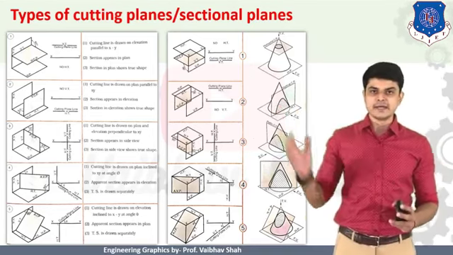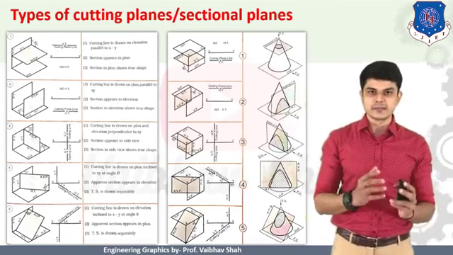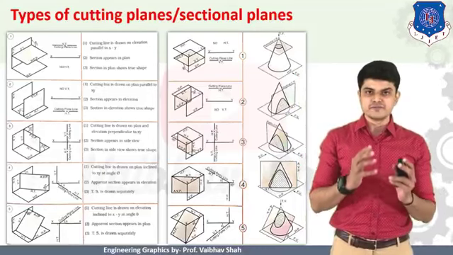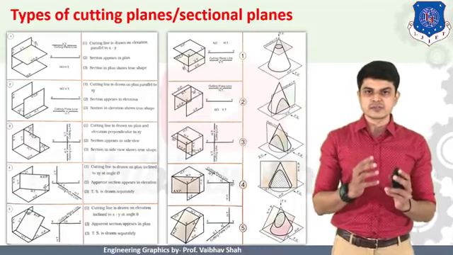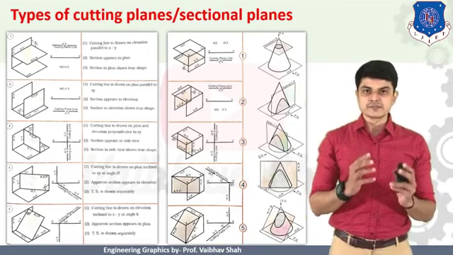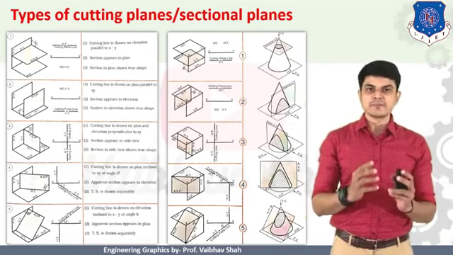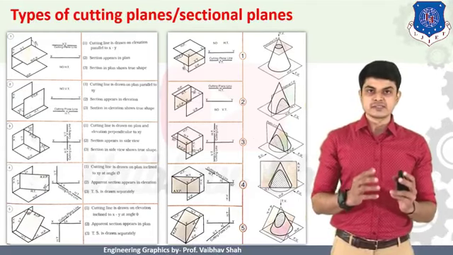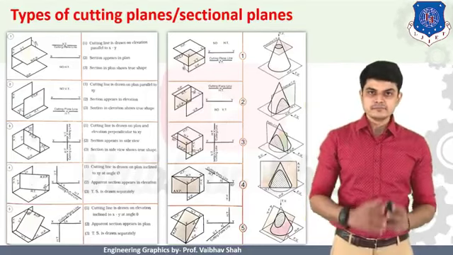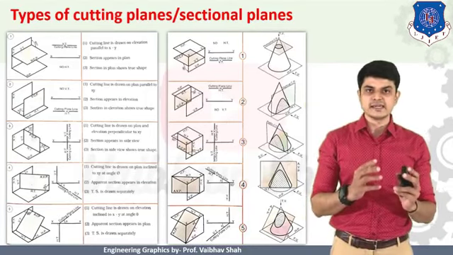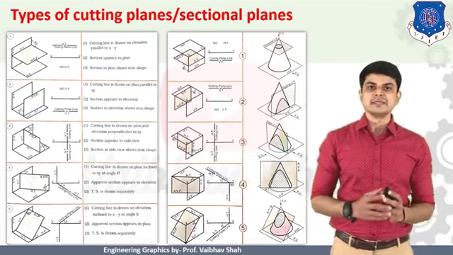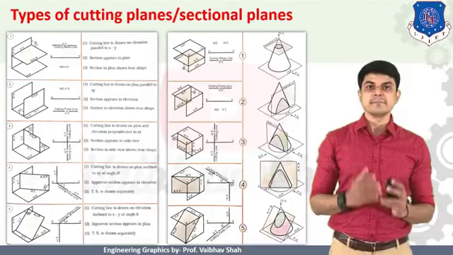So the first cutting plane is a horizontal cutting plane. As you can see in the figure, if we have a cone and we cut the cone by a horizontal cutting plane, then a circle is generated. A horizontal cutting plane means a cutting plane parallel to the earth's surface, or in other words, a cutting plane parallel to your horizontal plane or HT, is known as a horizontal cutting plane.